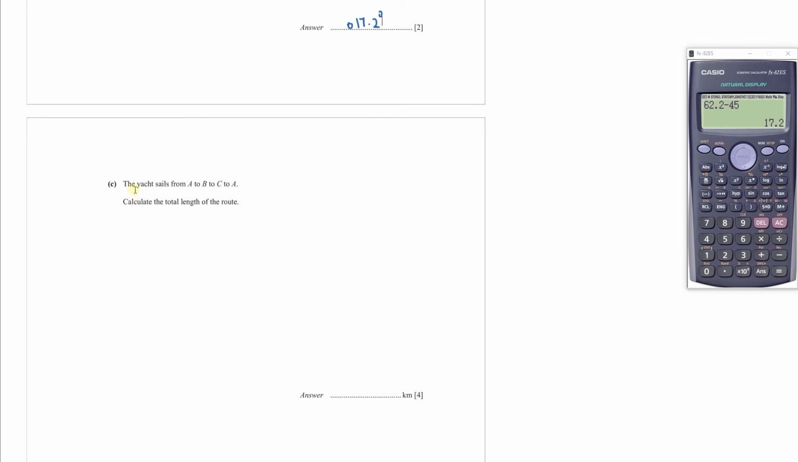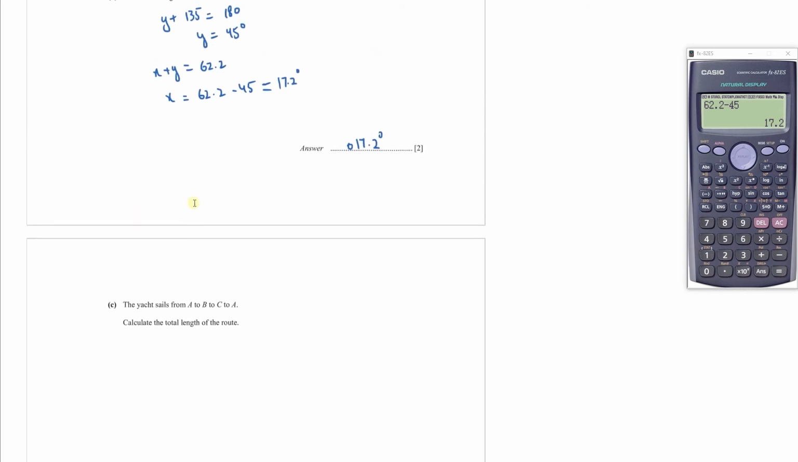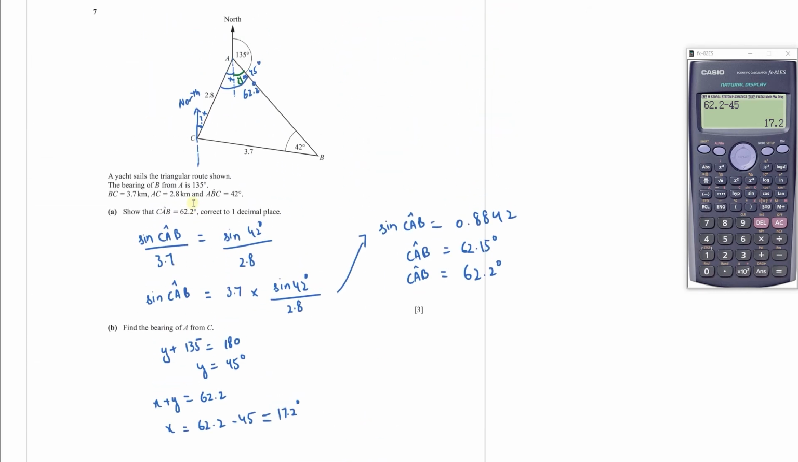The next part is the yacht sails from A to B to C to A. Calculate the total length of the route. So it sails from A to B in this direction, then B to C in this direction, and then C to A in this direction. So we know these two lengths. This is 3.7 kilometers, this distance. This distance is 2.8 kilometers. This is the distance which we need to calculate.